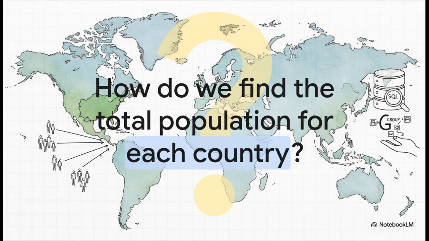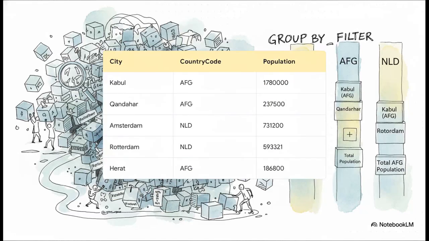Our sum tool is great, but by itself, it just lumps everything together. It needs a little helper to sort the data into piles first. This is what our data looks like to start with. Just a long, messy list of cities. You've got cities from Afghanistan, AFG, all mixed in with cities from the Netherlands, NLD.